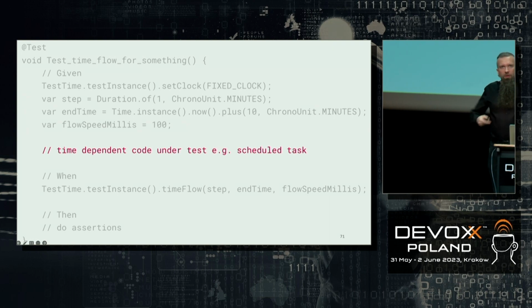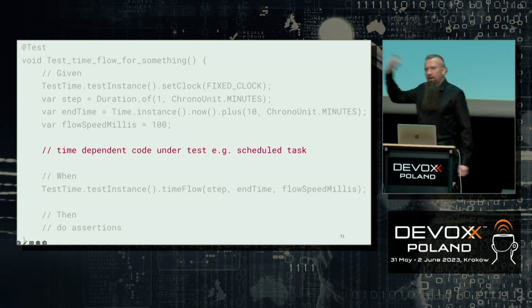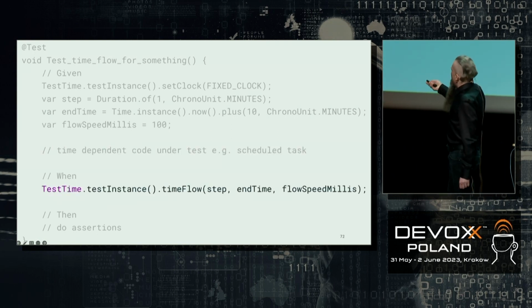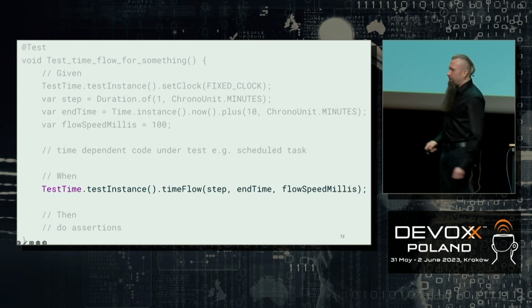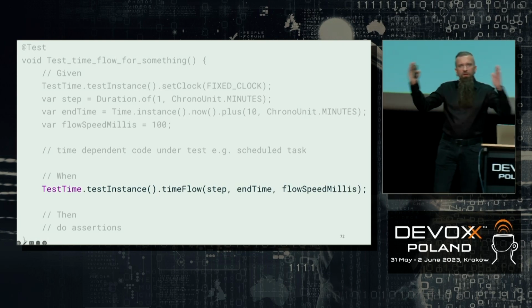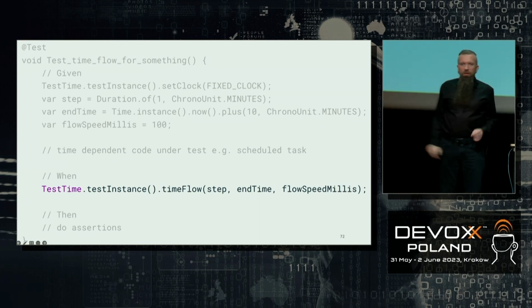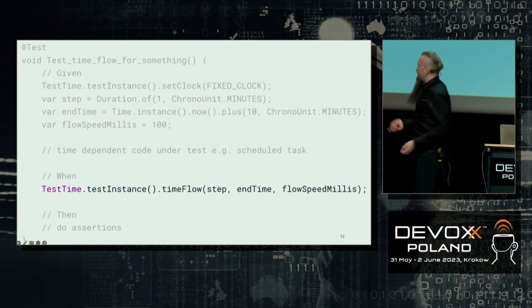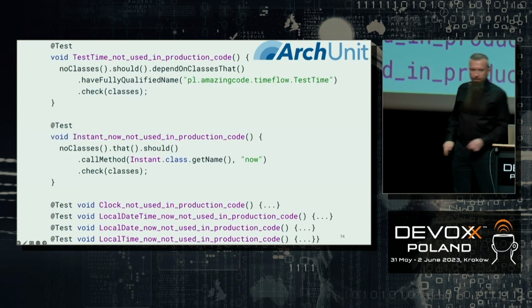In Spring Boot, for example, you can have this scheduler task running in the background, or just submit some background task right now, and just run the test instance time flow with step and time flow speed millis. This will execute and speed up the time of our test. So our 24-hour test will now be executed in about 10 seconds, and then just do the assertions.